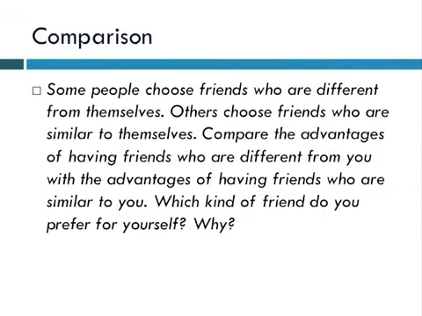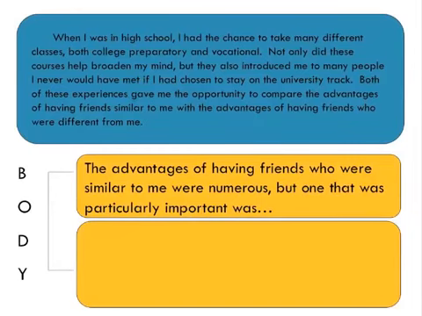Okay, now look at a comparison essay. Some people choose friends who are different from themselves. Others choose friends who are similar. Compare the advantages of having friends who are different from you with the advantages of having friends who are similar to you. Which kind of friend do you prefer for yourself and why? So again, I've drafted here a sample introduction, and we're going to see how we used signals in the topic sentences especially to help provide a sense of organization.